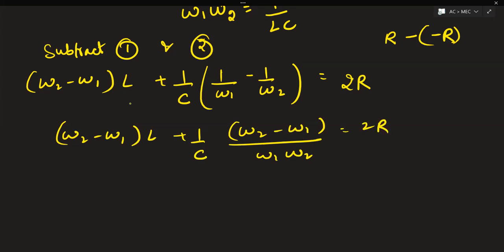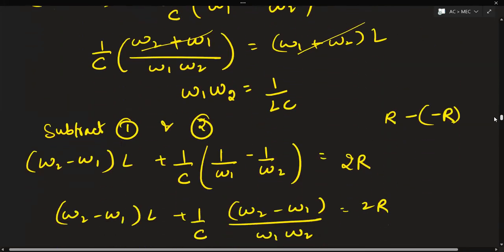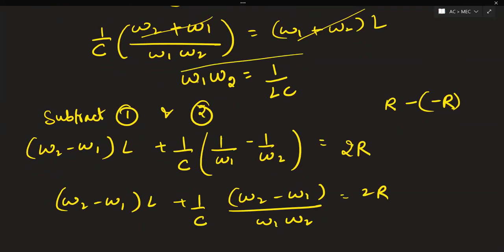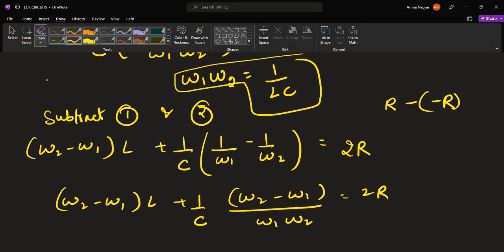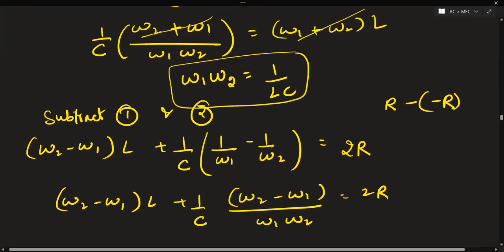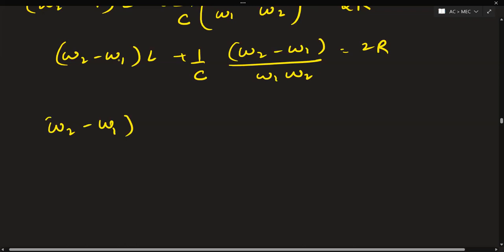Two things I can do, class. I can take omega 2 minus omega 1 common. And right now only I had got the value of omega 1 into omega 2. Why did I even calculate this value? It was for solving this step only. Here I have the value of omega 1 into omega 2. See this value of omega that I have. So if I substitute and put it here, and I'm taking omega 2 minus omega 1 common, two things I'm doing. Taking omega 2 minus omega 1 common will give me L.